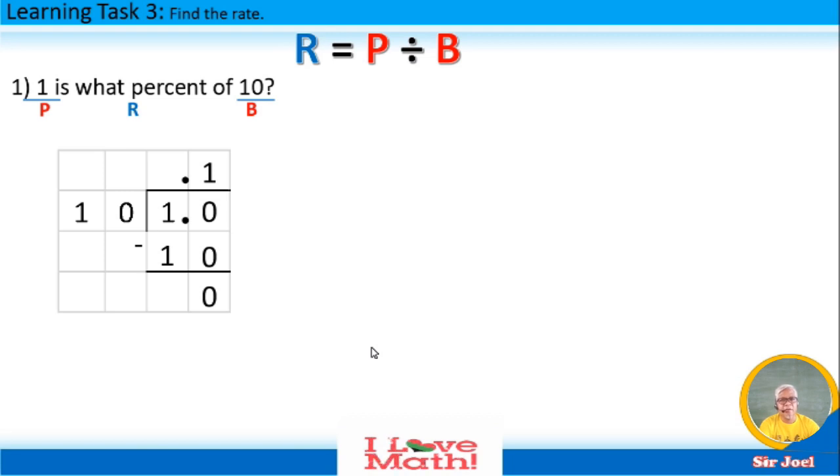Ito na ba ang sagot? Well, hindi pa. Kasi if you notice, your answer is in decimal form. You are asked to what percent? Ibig sabihin, you need to move this point 2 places to the right. So, imumove siya ng 2 beses. So, ano ngayon ang mangyayari? Pwede maglagay ng 0. It is now 0.10. And 0.10 in percent is equivalent to 10%. Ibig sabihin, sa problem na to, the answer is 10%.